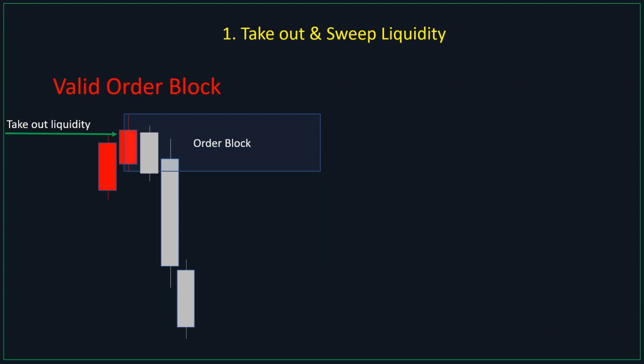When we're looking at this example right here, for us to identify this candlestick as a valid order block, the candlestick must take out and sweep the liquidity either above or below the previous candle, right? So we can clearly see from this example that the order block candle has taken out the liquidity from the previous candlestick, and this makes it a valid order block.